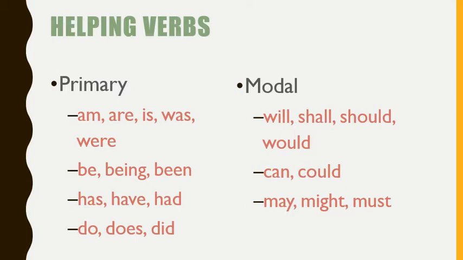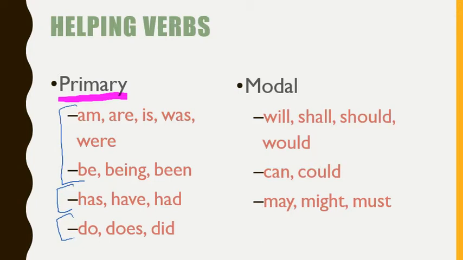So what you have on the left side is called the primary helping verbs, and these are basically the forms of the be verb. These are the am, is, are, was, were, any form of those. And then you have the have verb, has, have, and had, and then the do forms, different forms of the do. These words can function as helping verbs in front of other action verbs. So you can say is working or he does work.